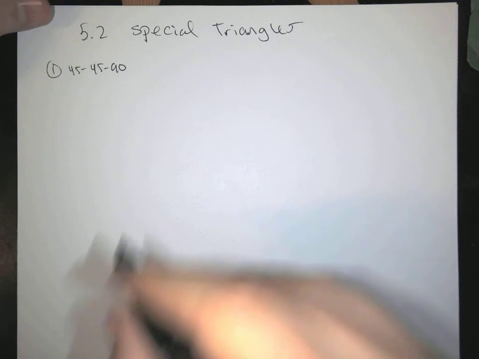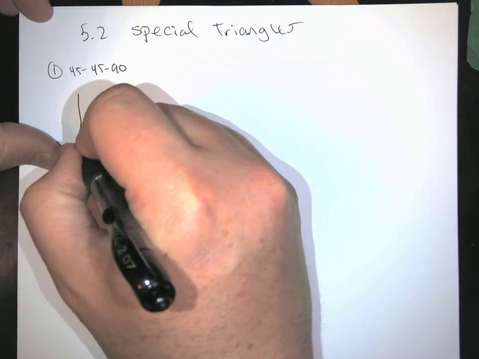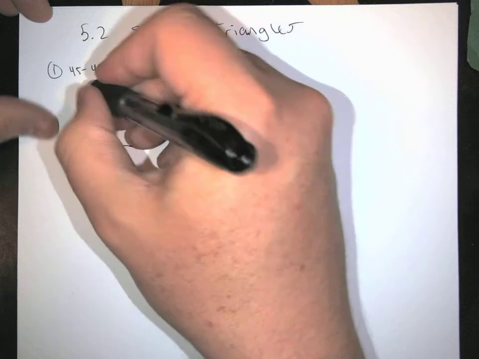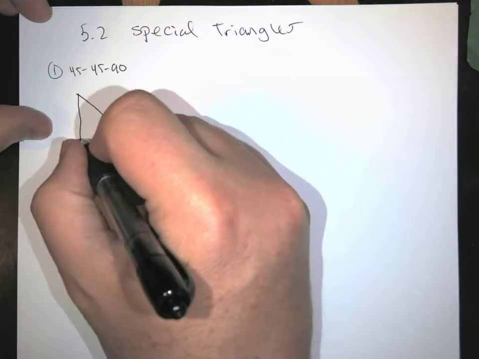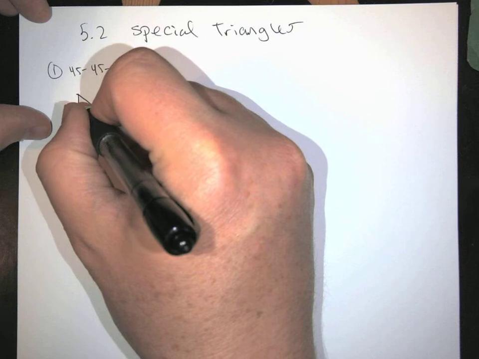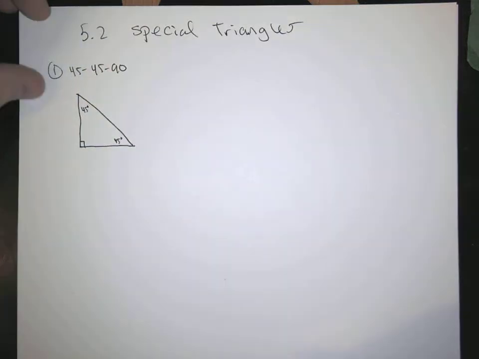So our first special triangle is a 45, 45, 90. This, as you can probably imagine, is a triangle. It's isosceles. I'll do my best to sort of draw it. That's pretty decent looking. So a right triangle where the two inner angles are both 45 degrees. 45, 45, 90. Who would have guessed?